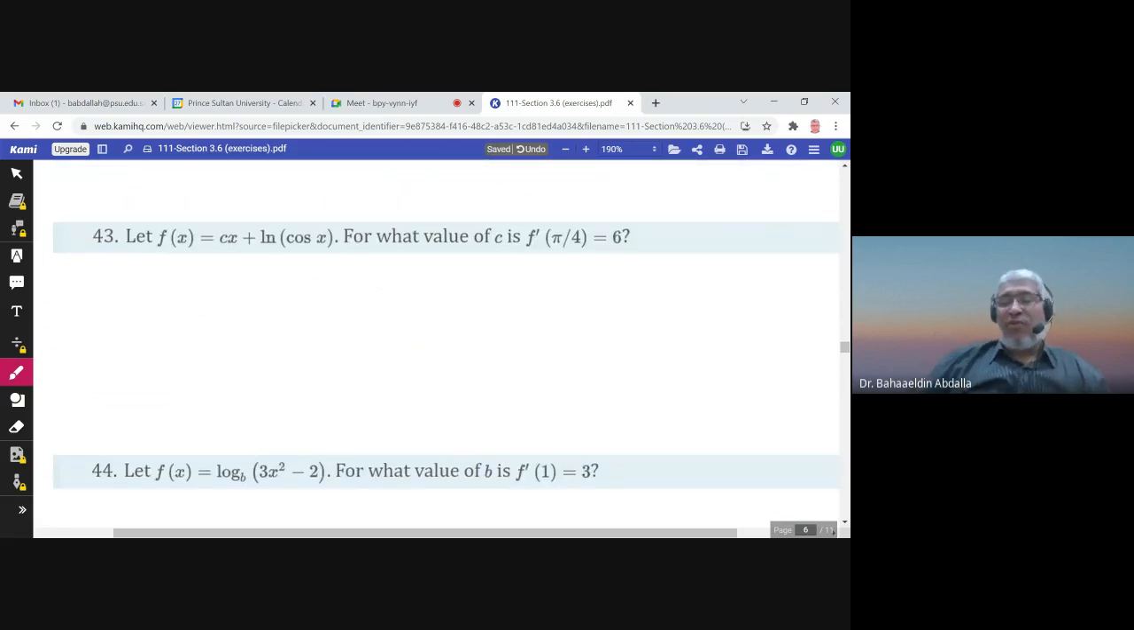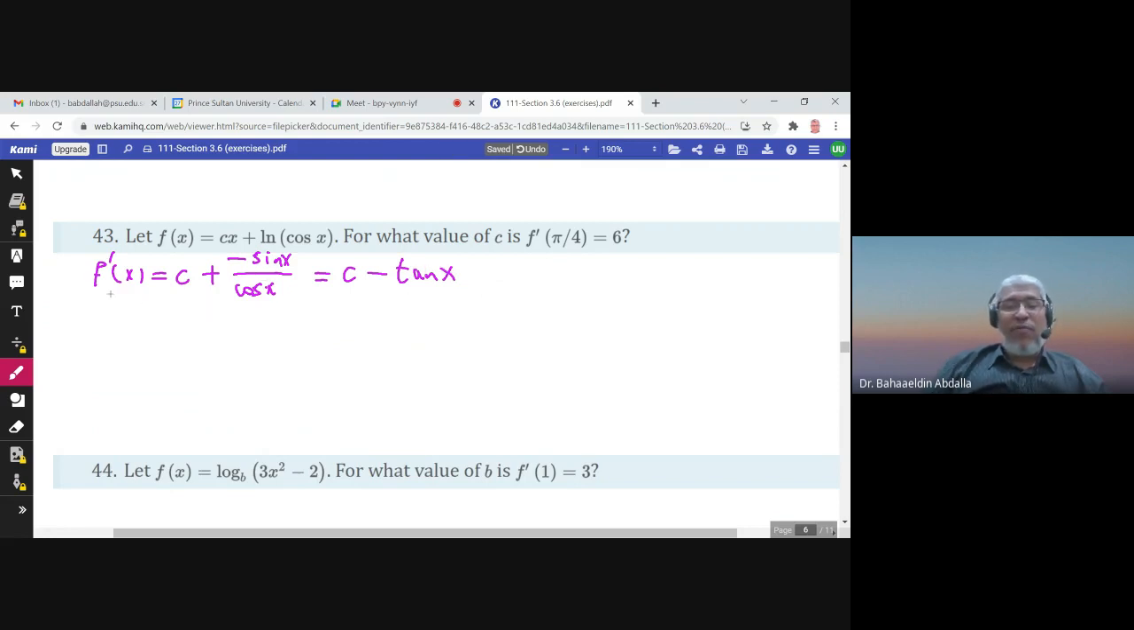For what value of c is f prime of pi over 4 equals 6? So we need to find f prime first. So f prime of x is derivative of cx, which is c, plus derivative of ln cosine, which is 1 over cosine times the derivative of cosine, which is negative sine. So it is c minus, I can write it, sine over cosine is tan, or if you want to leave it like this, it's okay.